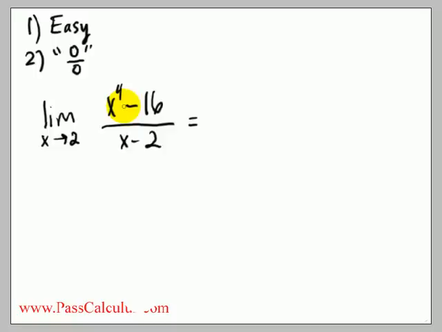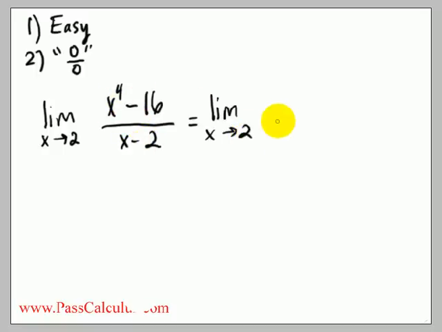Well, when I put 2 into the top and bottom, what do I get? 2 to the power of 4 is 16. 16 minus 16 is 0. Put 2 into the bottom, I get 0 as well. So this is 0 over 0. So I can't just put the number in and get the answer right away like an easy kind of limit. I've got to probably do some factoring here.